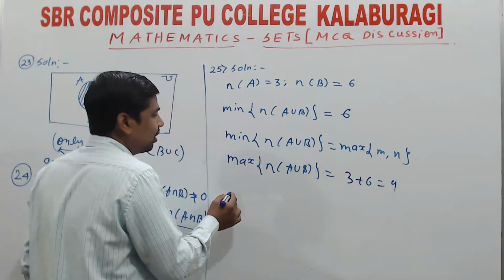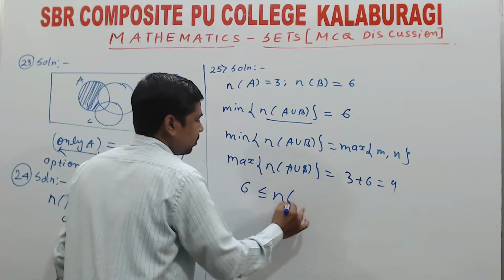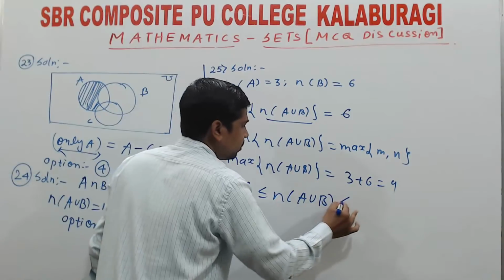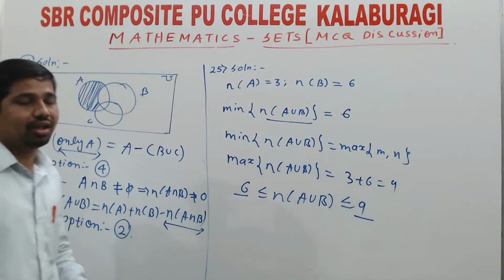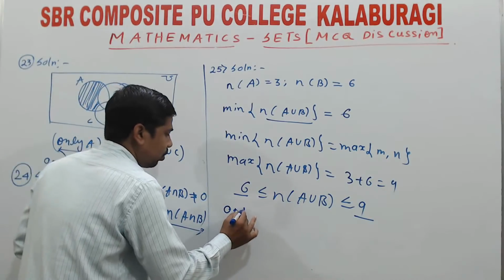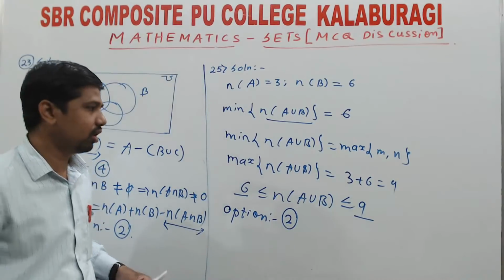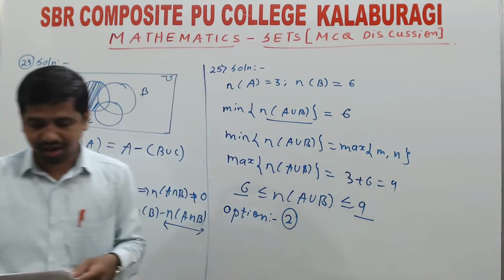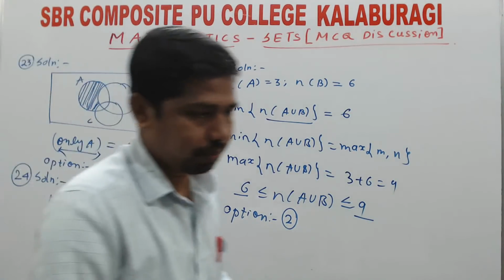So I can tell that the union of A and B lies from 6 to 9. So minimum is 6 and maximum is 9. But what is he asking? He is asking minimum, which is 6. That is your second option, so option 2 is correct. Suppose if you are asked maximum, at that time 9 is correct. Right? So this was about the 25th question. Now we will discuss the 26th question.